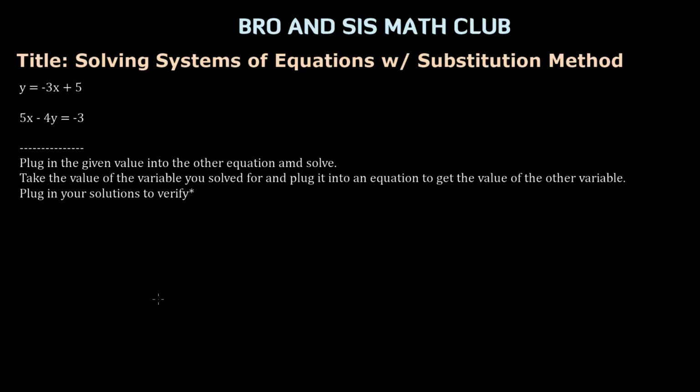Today we'll be learning how to solve a system of equations using the substitution method. A system of equations is when you have two or more equations in which you have unknown values of variables, and you need to find the values of those variables and make sure that those values satisfy both or all of the equations in the system.